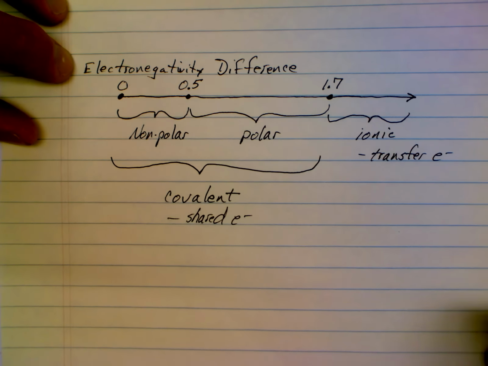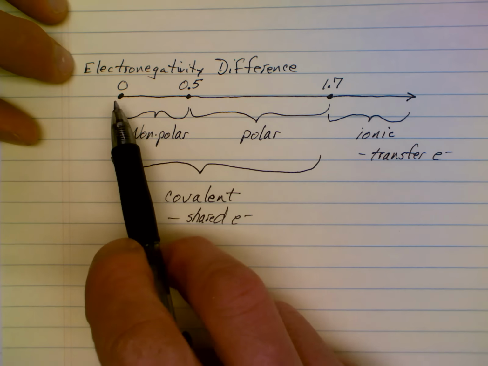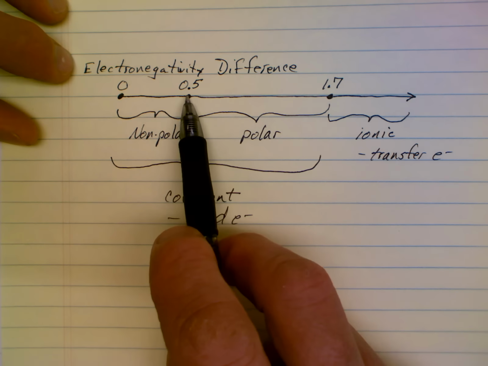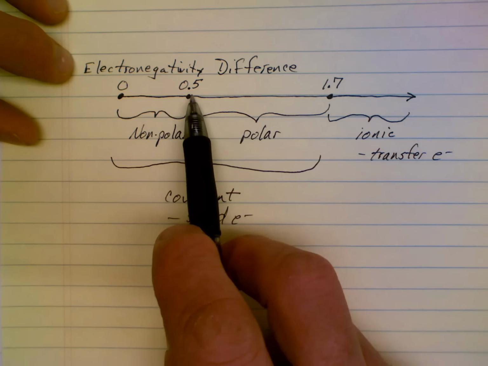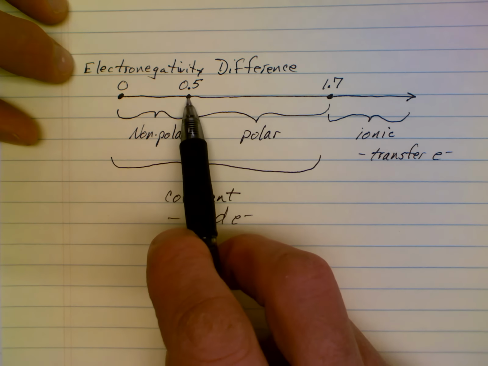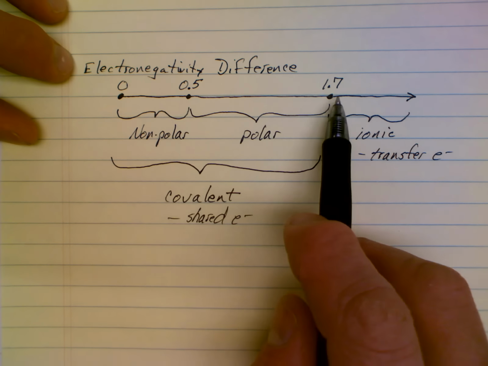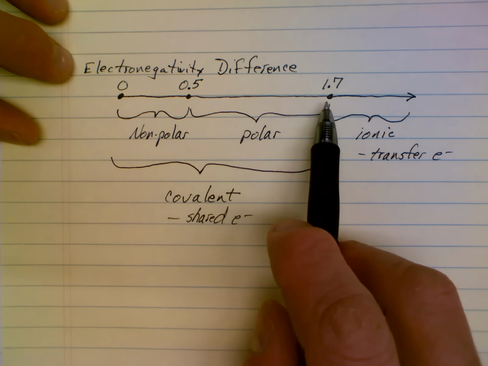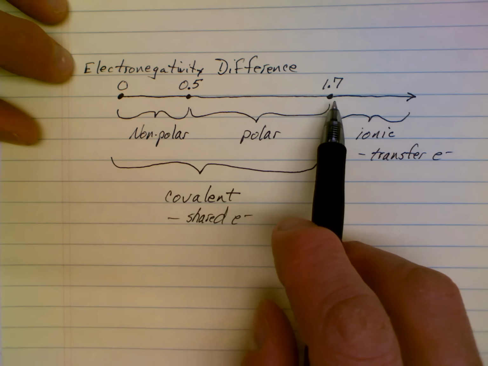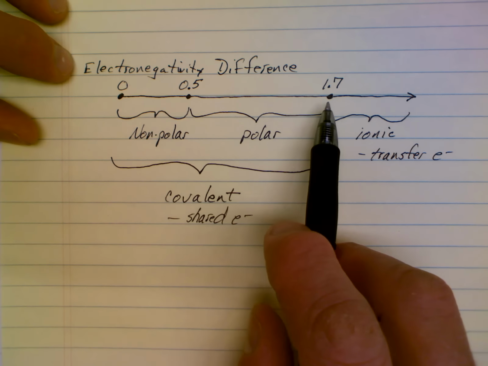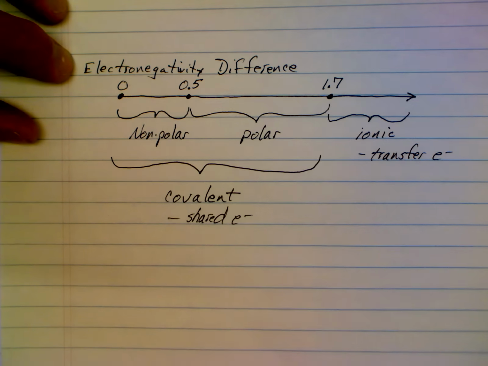Now the numbers again that I'm using, 0.5, is somewhat arbitrary. It depends on the textbook, but for this course, 0.5 is what we're going to use as the magical cutoff between polar and nonpolar. And then 1.7 is generally considered the cutoff between what's ionic and what is molecular or covalent. And that is bond polarity.